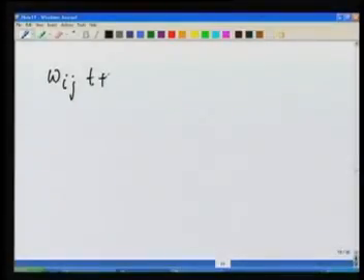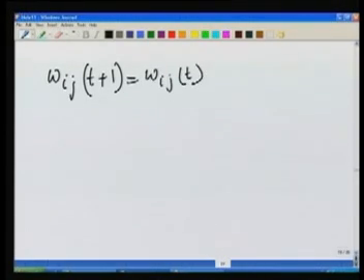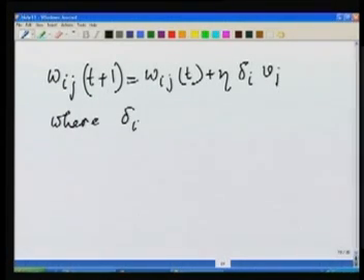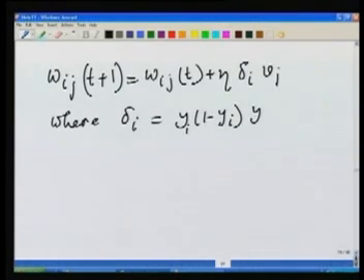So, finally, I write down the weight update equation for the weights between hidden layer and output layer as eta delta I V j, where delta I is y I d minus y I into y I into 1 minus y I. So, this should not be surprising to you, because for a single layer neural network also, for a nonlinear neural network, we found delta to be of this form and the input is V j.